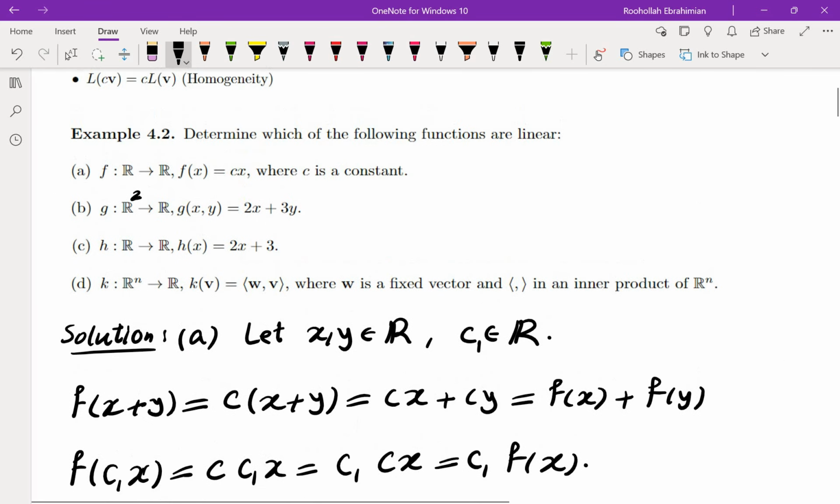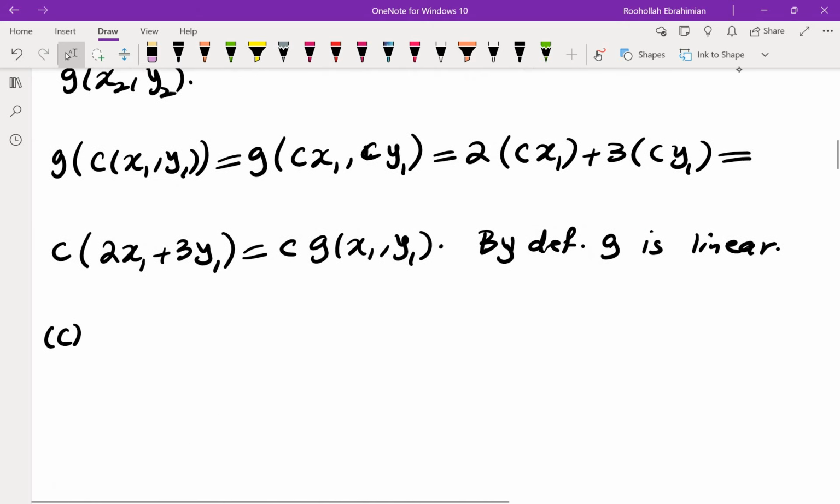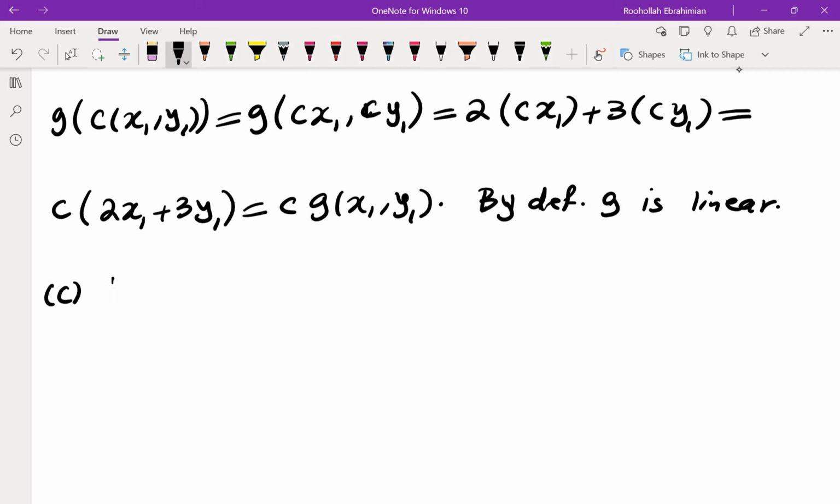Okay, so let's look at the third function. H from R to R, h of x equals 2x plus 3. So let's look at the conditions again. Let x and y be in the domain and c be a scalar. Technically you could just say x, y, and c are real numbers, but I write it this way to be a little bit more clear.